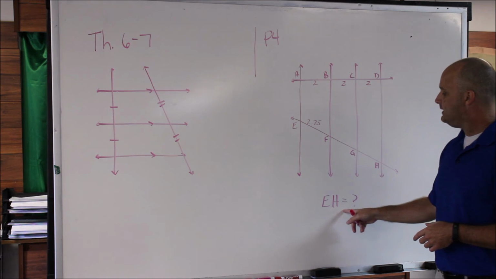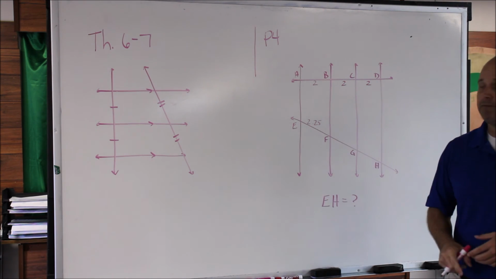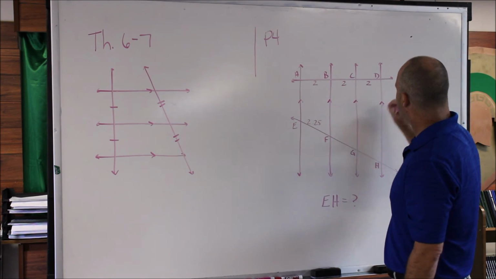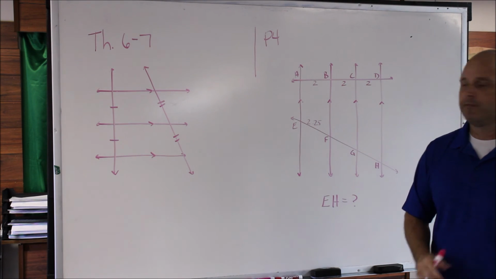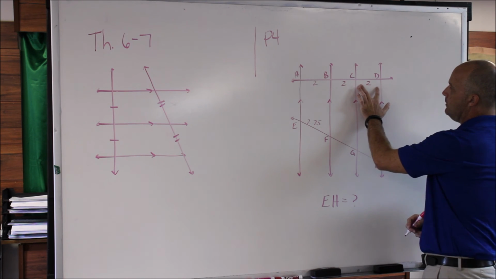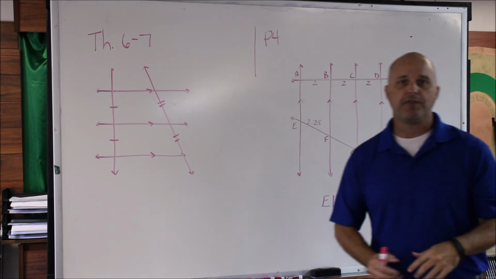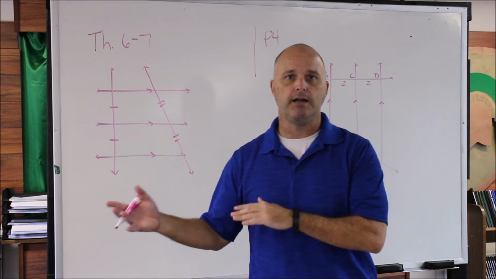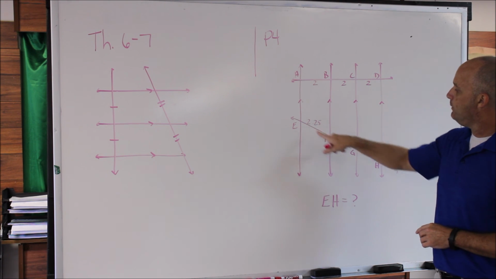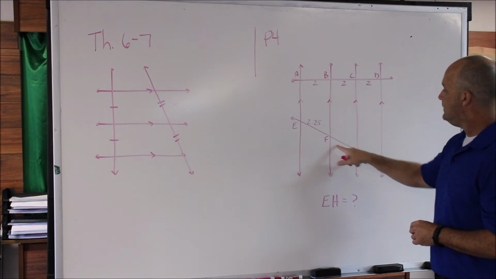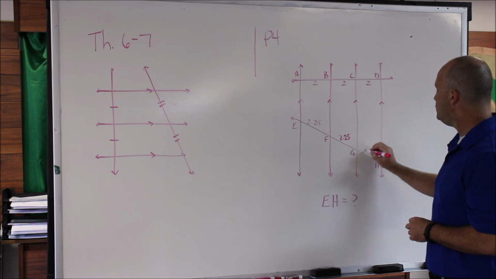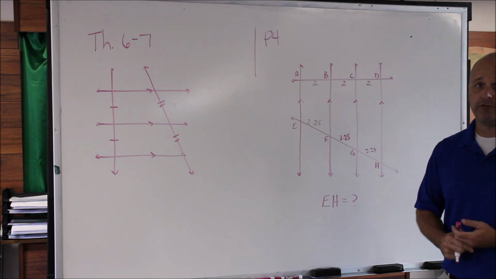We're being asked what is the distance between the points E and H. And what we're given is that this line, this line, this line, and this line are all parallel lines. Then we're told that the distance between A and B is 2, between B and C is 2, and between C and D is also 2. What that tells us is that the distance between each of the parallel lines is equidistant. So we then know that if the distance between E and F is 2.25, the distance between F and G also has to be 2.25, and the distance between G and H also has to be 2.25.